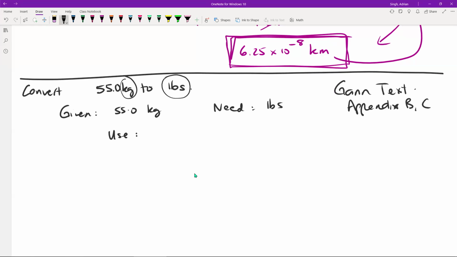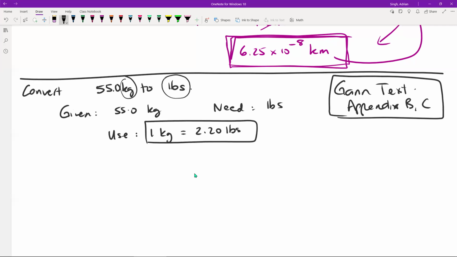It has some of the relationships between the metric and the British system, as well as some of the prefixes we talked about before. So looking it up, we can see that one kilogram is the same as 2.20 pounds. Setting up the equality, I'm starting off with 55.0 kilograms, put that over 1. I'm going to use my equality as a conversion factor. If I want to end up with pounds as my unit, that's the side that I'm going to put on top. So 2.20 pounds for every 1 kilogram.